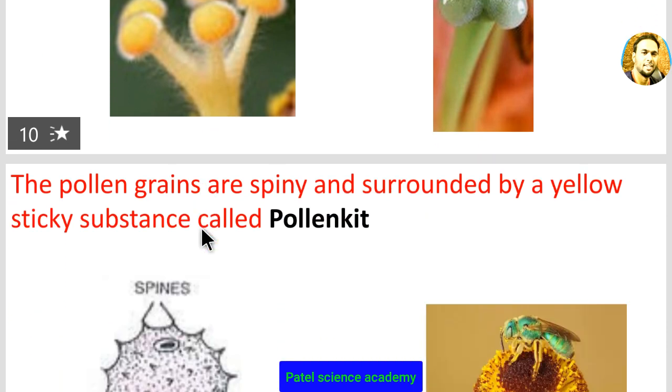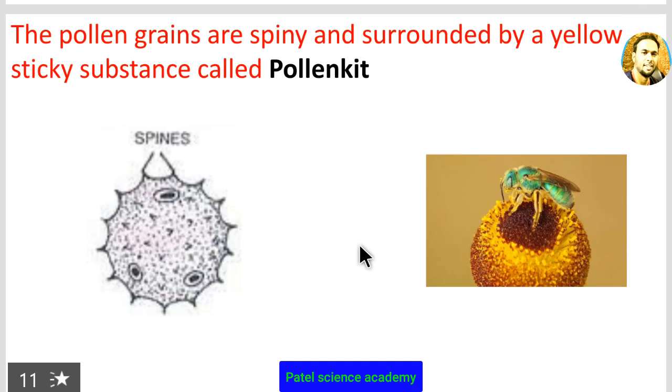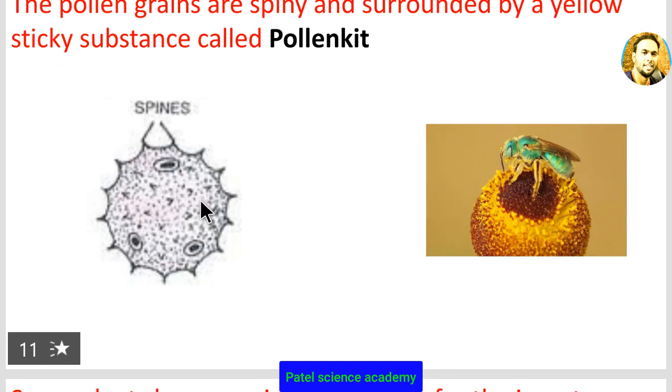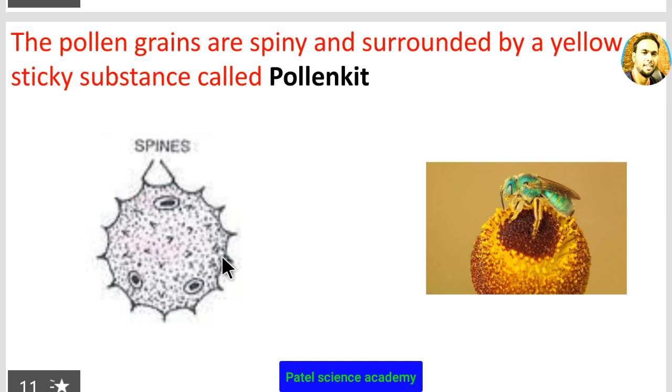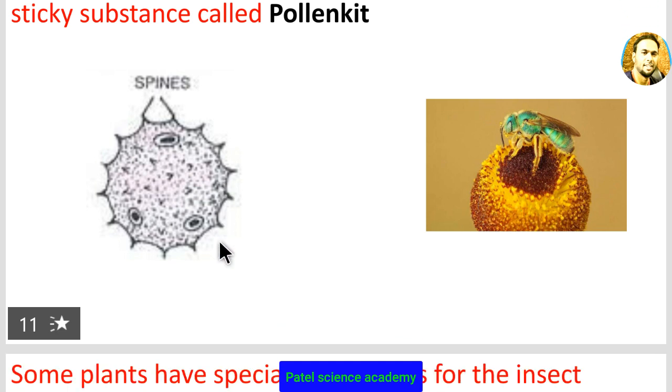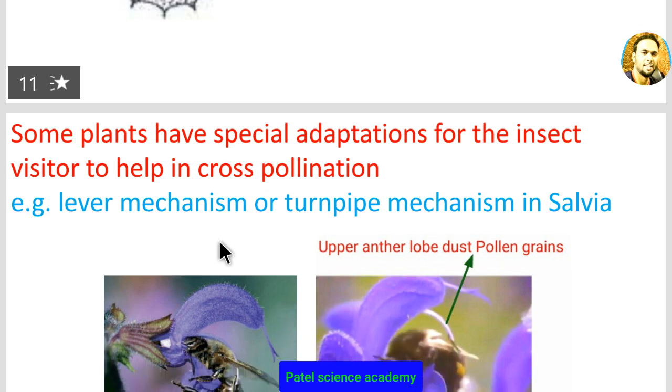The pollen grains, let's see some detail of the pollen grains. The pollen grains are spiny and are surrounded by a yellow sticky substance called pollen kit. So you can see here, this is pollen grain. It is spiny, having spines, and it is having the yellow sticky substance. It is called pollen kits. So you can see here pollen kits and spines. This is about pollen grains.